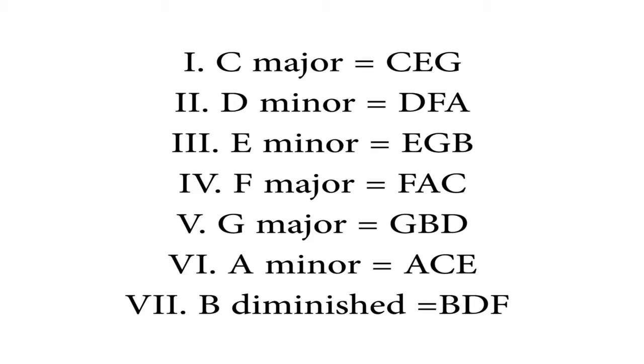Our 7 chords in C major are therefore chord 1, C major, C, E, G, chord 2, D minor, D, F, A, chord 3, E minor, E, G, B, chord 4, F major, F, A, C, chord 5, G major, G, B, D, chord 6, A minor, A, C, E, chord 7, B diminished, B, D, F.